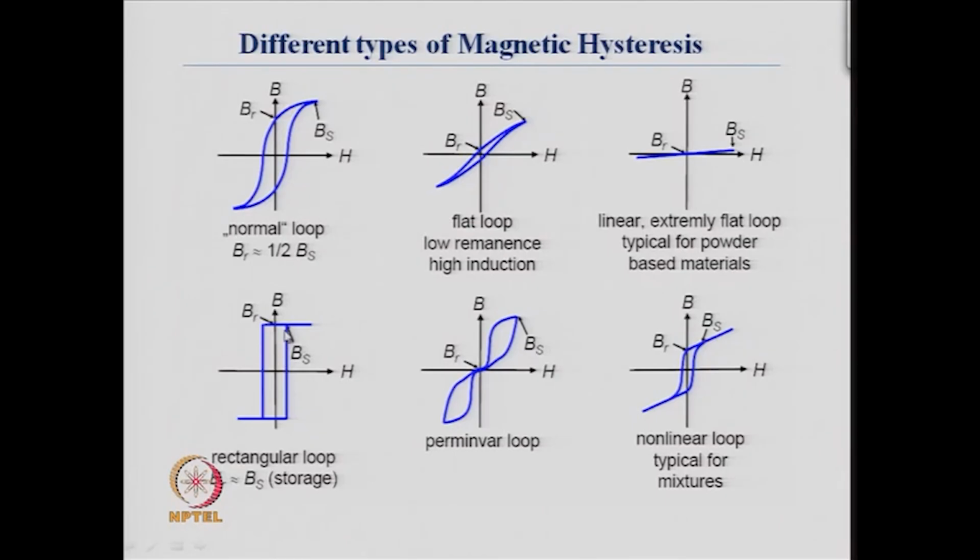But you reach saturation very fast. The moment you cross this field, you immediately reach saturation. So, this is a rectangular type of loop, this is a normal loop, and this is very good for storage. You can apply a particular field, and immediately all the dipoles are aligned. You apply a field in the opposite direction, all the dipoles will get misaligned, and you will get a resultant flux density of 0. So, quick switching can occur in this kind of system.